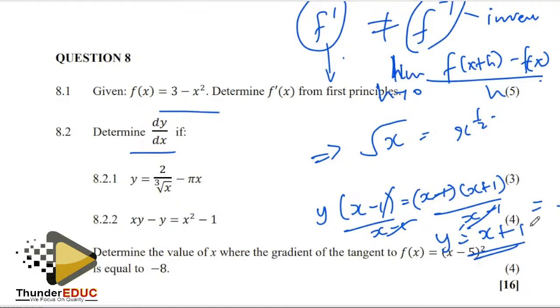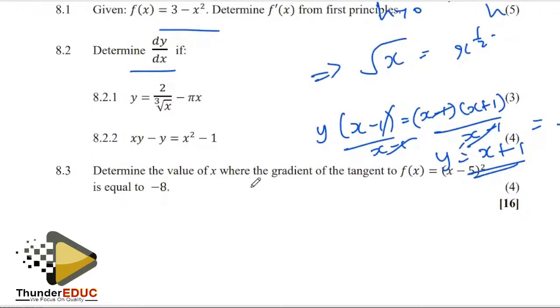So where do the marks come from, or where do we allocate the marks? Just this thing of factorizing and simplifying, because this derivative is so quick. 8.3 asks for the value of x where the gradient of the tangent to this graph is equal to -8. They want the value of x where the gradient is -8.